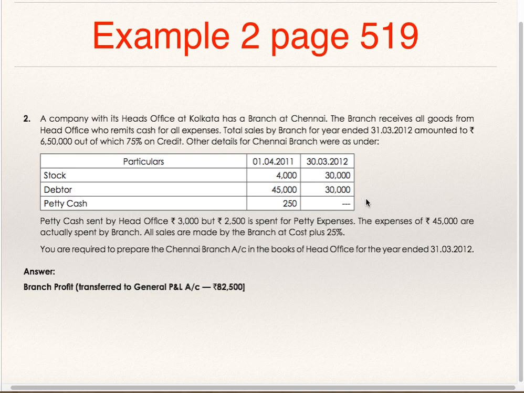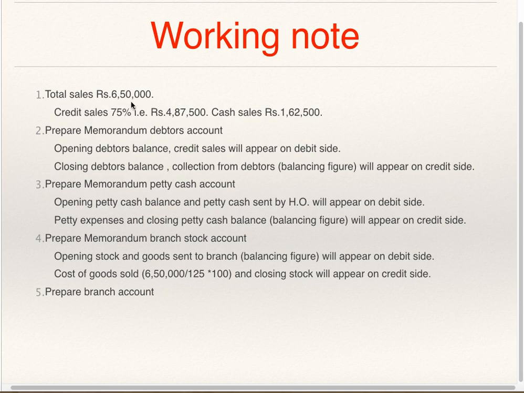Just now I have told you how to calculate this balancing figure. Now I will show you some working notes. Then you can prepare Chennai branch account in the books of head office. Total sales are 6,50,000. Credit sales are 75%, that is 487,500. Cash sales are 1,62,500. 25% are cash sales.